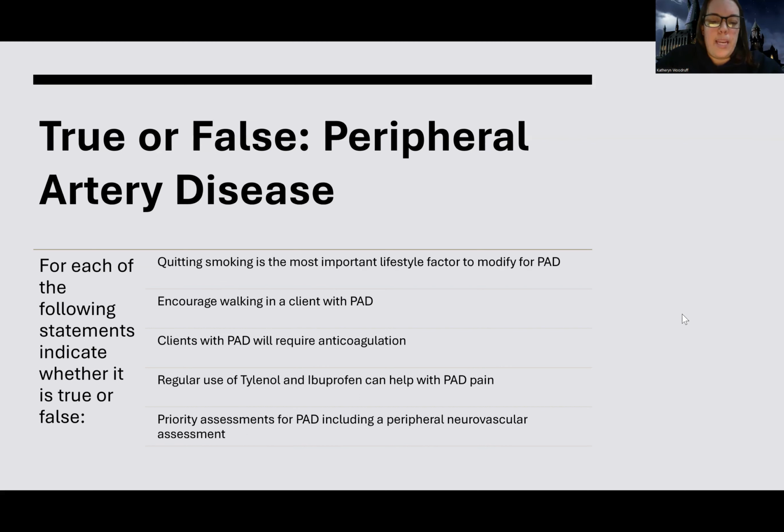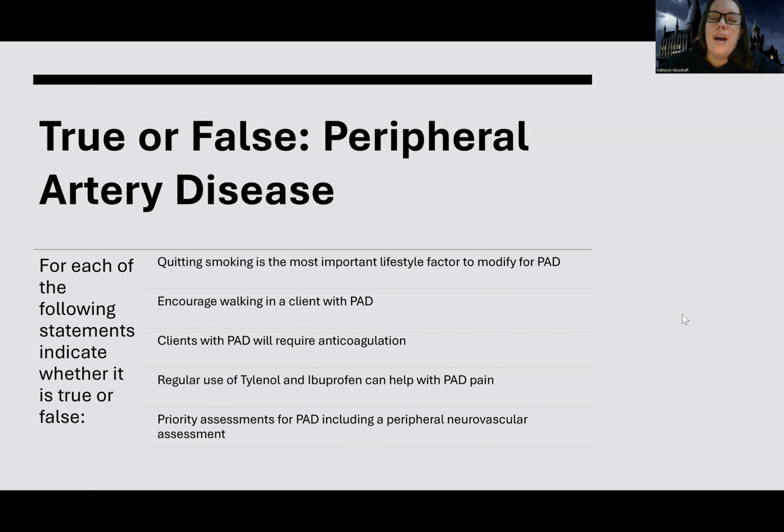Priority assessments for PAD include a peripheral neurovascular assessment. So this is an arterial problem, so it's a perfusion problem. For PAD, you're going to need to check the bottom of their foot. And you're going to do your 7 P's and 1 C. Let's see if I can get them all.